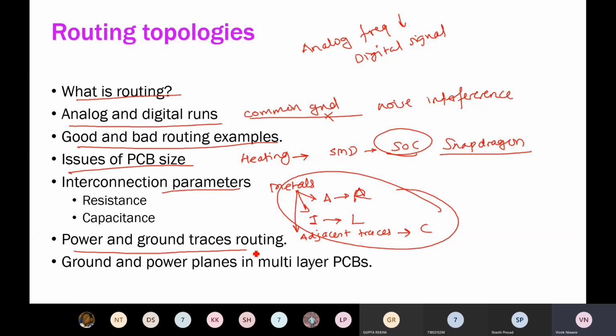Power and ground traces routing. Do remember that if we have a component layer, then we will have the power layer as well as the ground layer. This is the power plane. These are our components, and this will be ground.